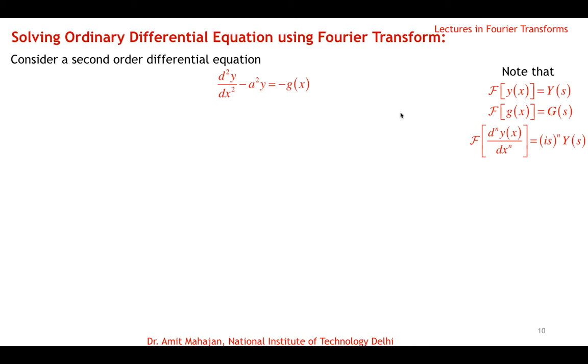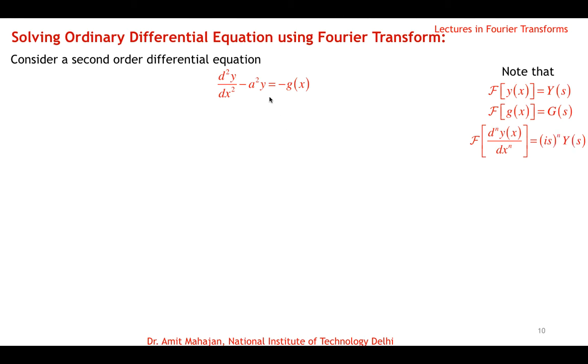Because the right hand side is also a function, we can say that the Fourier transform of g(x) is G(s). Then there is a derivative term, so we also need to use the property of Fourier transform of derivatives. We know that the Fourier transform of the nth derivative of a function is (i s) power n Y(s). Here it is only the second derivative, so we write n equal to 2, so it will be (i s) power 2, that means minus s square Y(s).